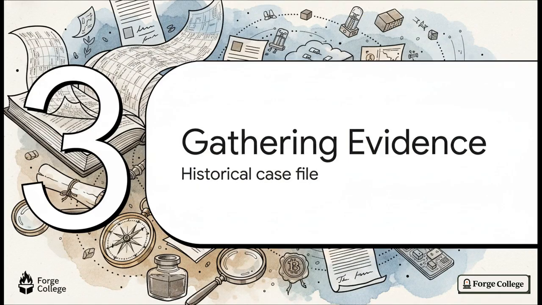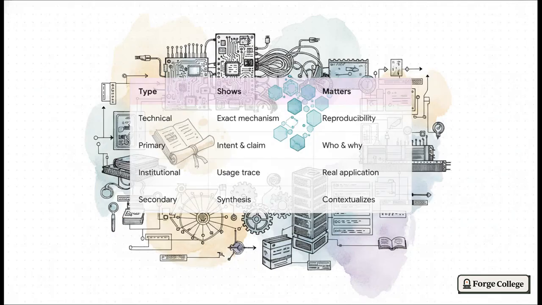Section 3. Gathering types of evidence. Time to build your historical case file. Sourcing reliable evidence and effectively categorizing your research materials, that's what separates a good capstone from a great one. What's really interesting about this slide is that when we break down our catalog into distinct categories, you can see how each type serves a highly unique role in proving lineage.